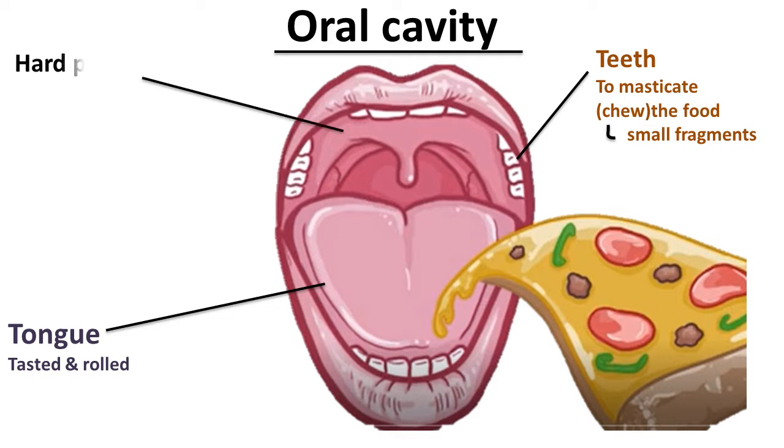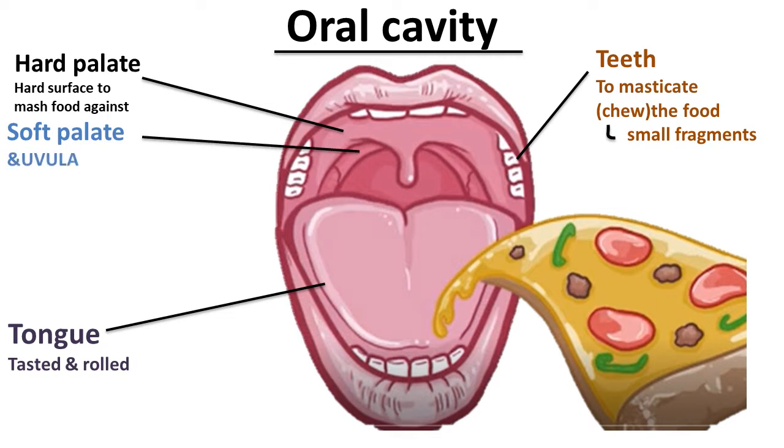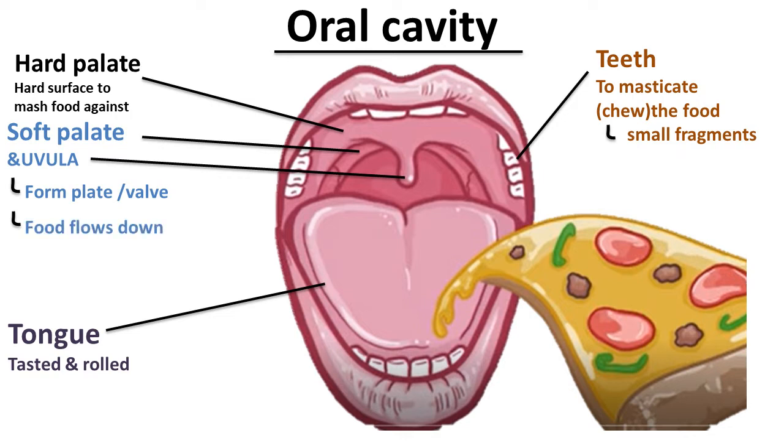The roof of the oral cavity is made by the hard palate and it is followed by the soft palate. The hard palate basically separates the oral cavity from the nasal cavity. The hard palate provides a hard surface to mash food against. The hard palate is followed by the soft palate and a finger-like projection which is called uvula. It forms a valve and then the food flows down towards the esophagus.